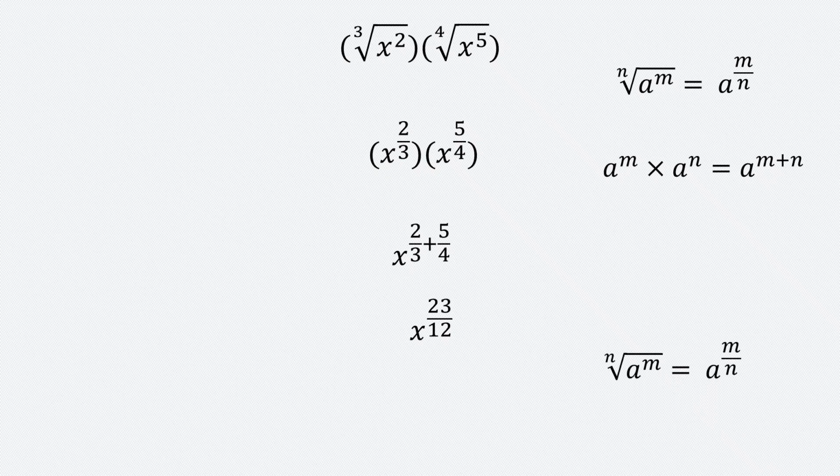Now I can reapply this rule again to change back to a root. So the nth root of a to the power m equals a to the power m over n. It works in reverse as well. So a to the power m over n is going to equal the nth root of a to the power m. So it's going to become the 12th root of x to the power 23. So that's how to solve a question like this.